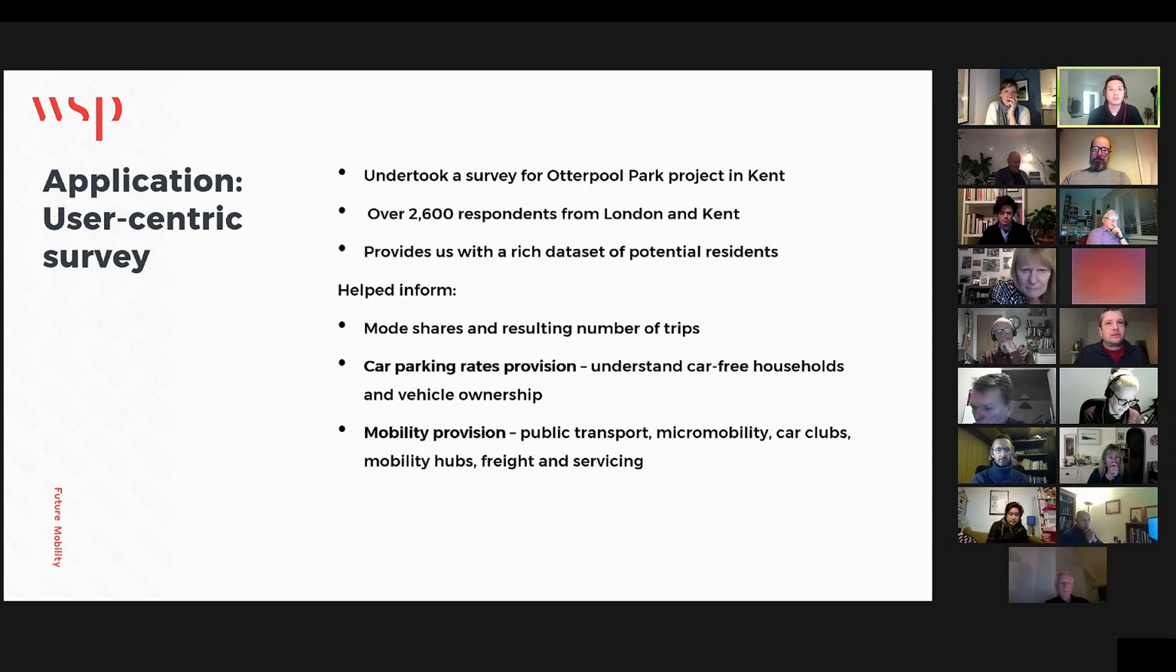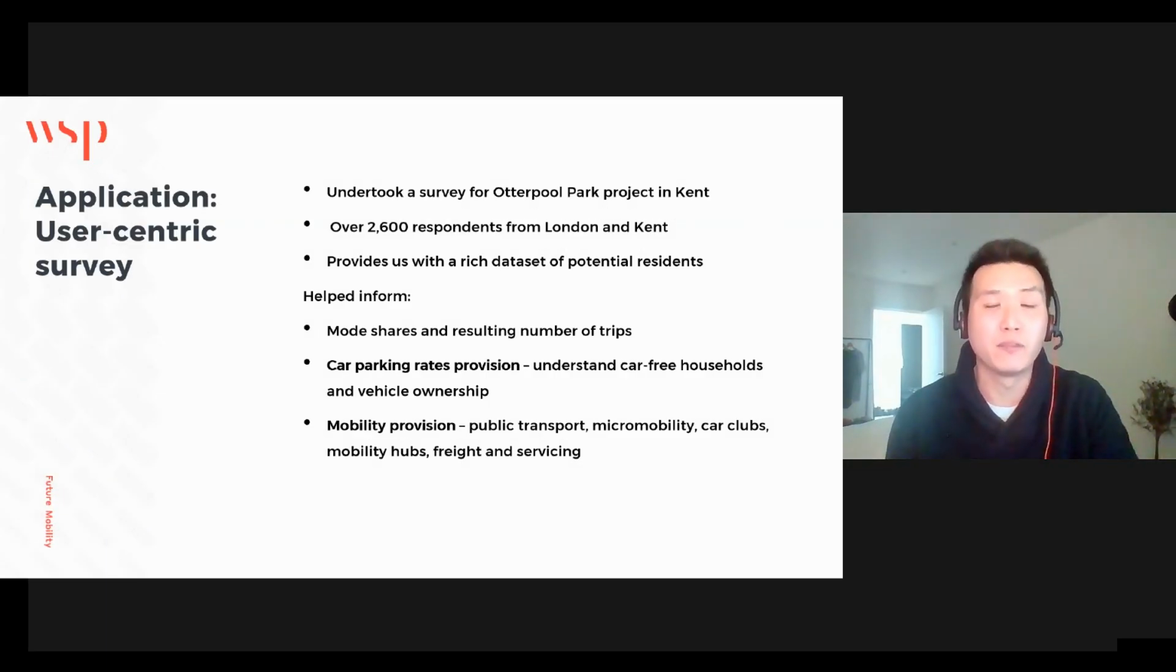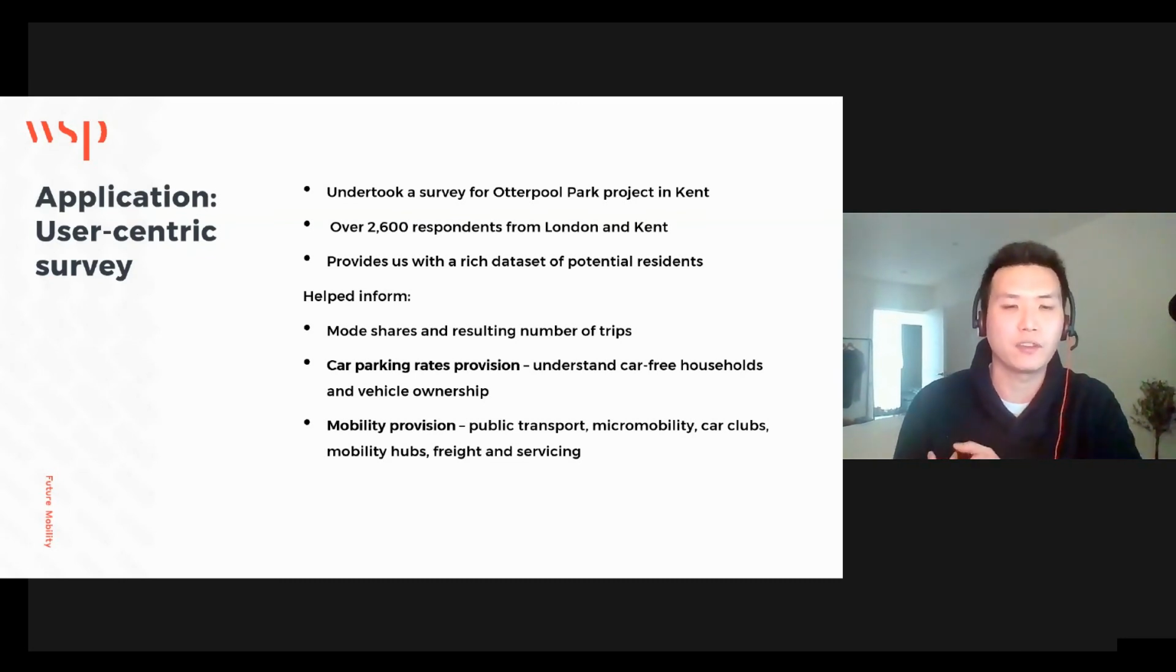But what we were trying to do is understand who are the people that might live in Otterpool Park, how might they travel, and what would their lives be like once they moved in. In order to do that, we did the survey of people that might move there, so people living within London and Kent. The survey provides us with a very rich data set of our potential residents, and it really helped us to inform things like mode shares and the resulting number of trips.